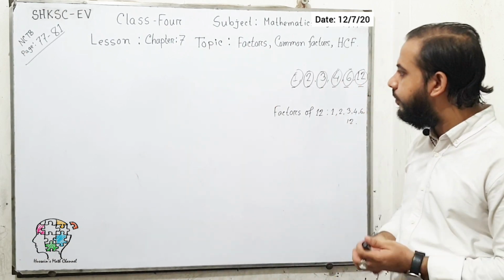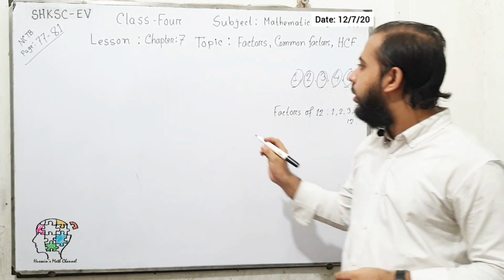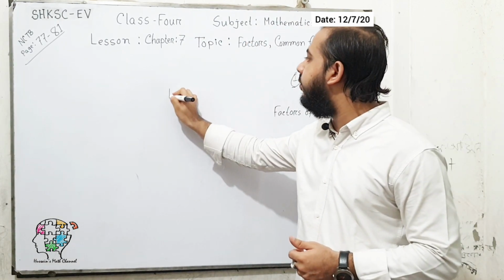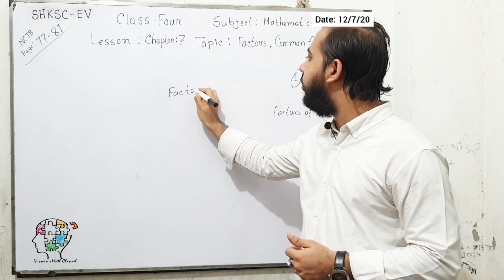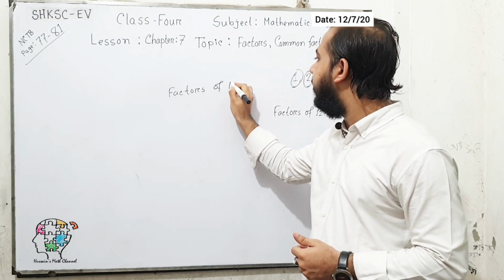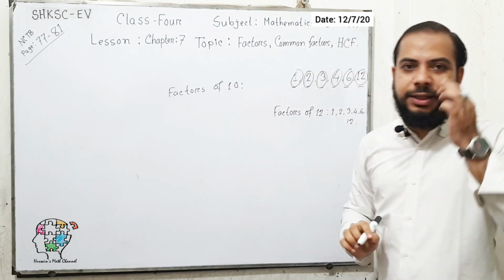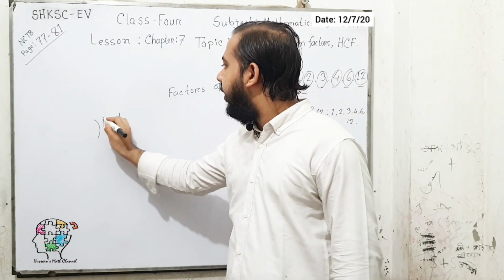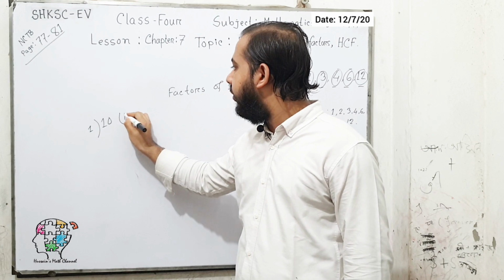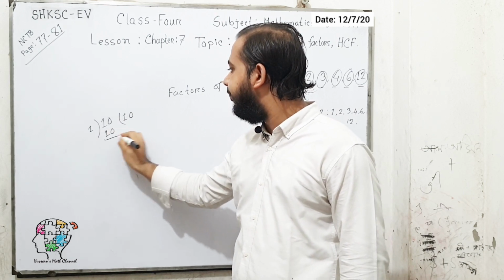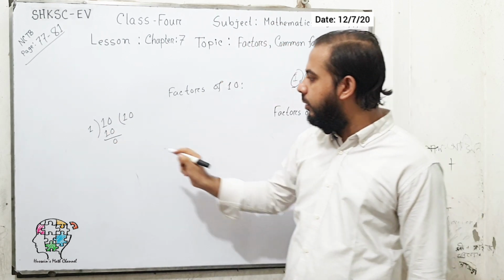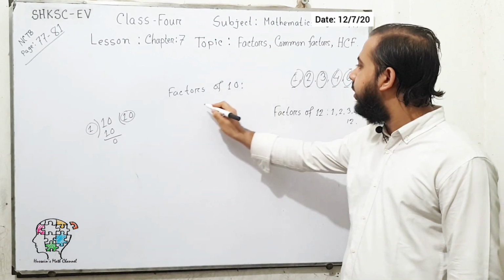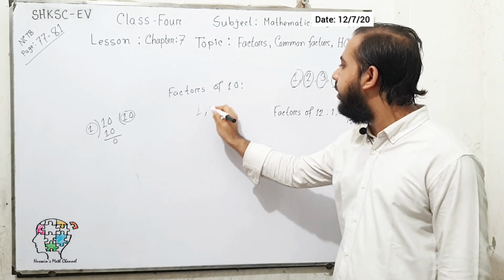Like, if you say find factors of 10. So what are the factors of 10? If you divide 10 by 1, 10 ones are 10. There is no remainder. So there are two factors, 1 and 10. So factors of 10: 1, 10.